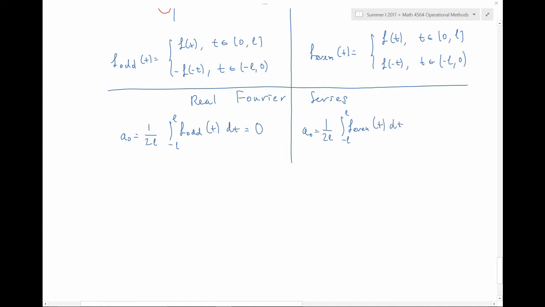But I know that the integral of an even function over a symmetric interval is twice the integral over half of the interval. And what we get here is exactly the formula that I've got for just the cosine series of the even function.